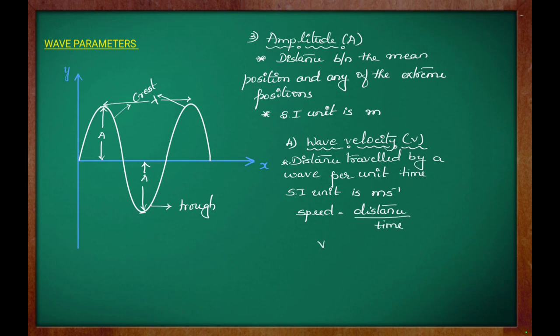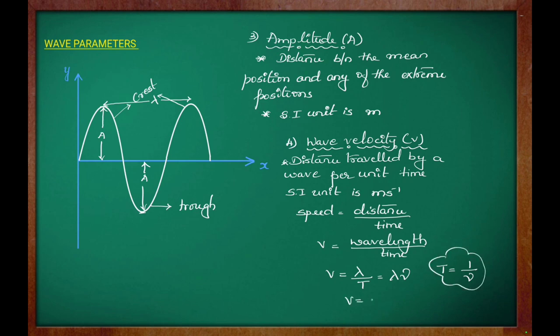For a wave, speed is denoted by v, and the distance with respect to a wave is nothing but its wavelength, divided by time. The relationship between speed, wavelength and frequency is v equals wavelength lambda divided by its time period T. Also we have another relation between time period and frequency as 1 by nu. So we can write this as lambda into nu. Velocity is the product of wavelength and frequency.